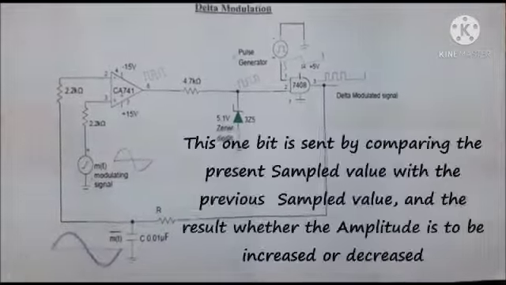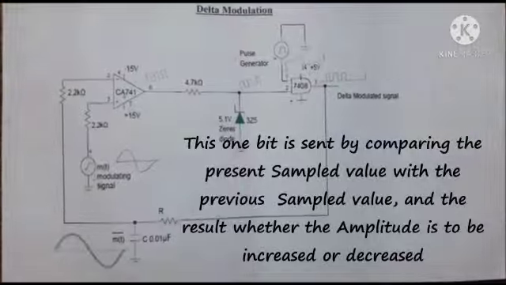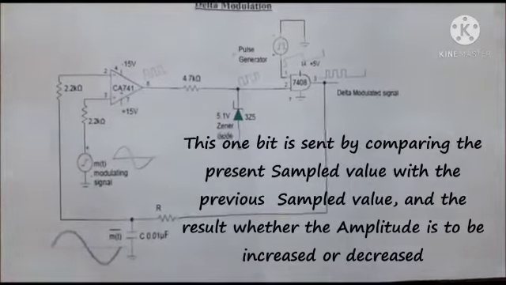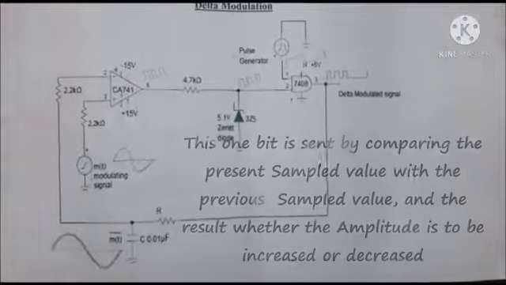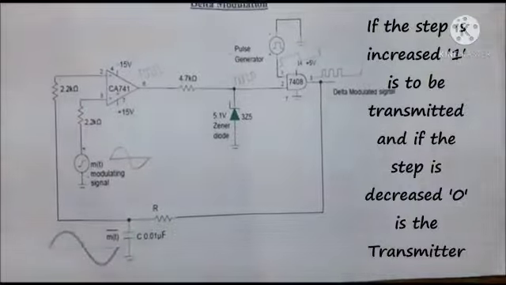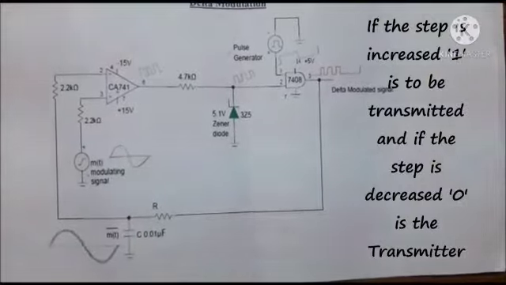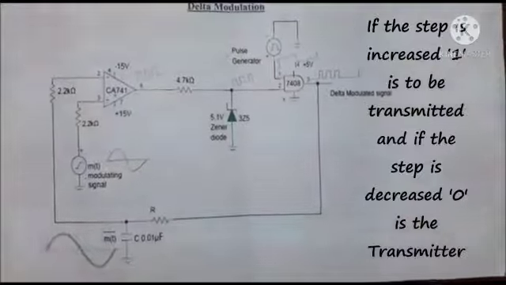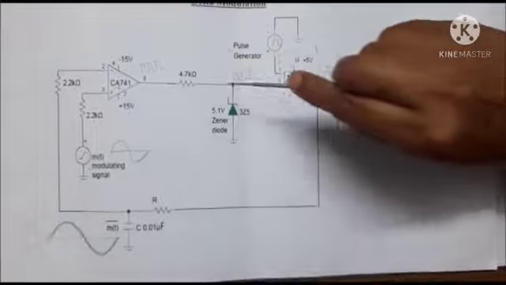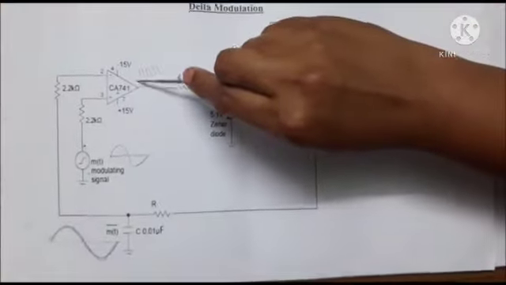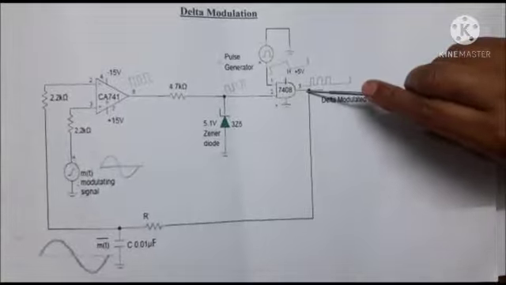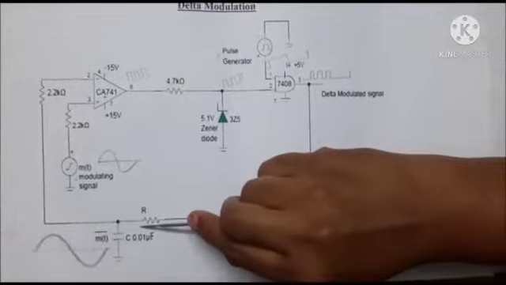This 1 bit is sent by comparing the present sample value with the previous sample value, and the result decides whether the amplitude is to be increased or decreased. If the step is increased, 1 is transmitted, and if the step is decreased, 0 is transmitted. In this circuit diagram, we have 4 parts: the comparator, voltage regulator, product modulator, and integrator.